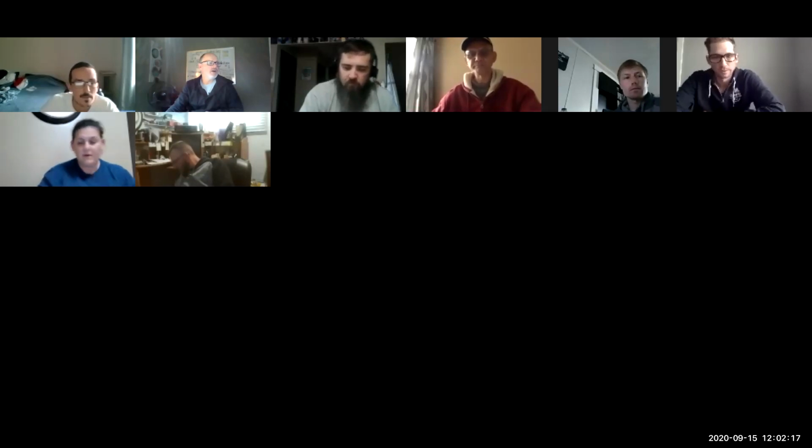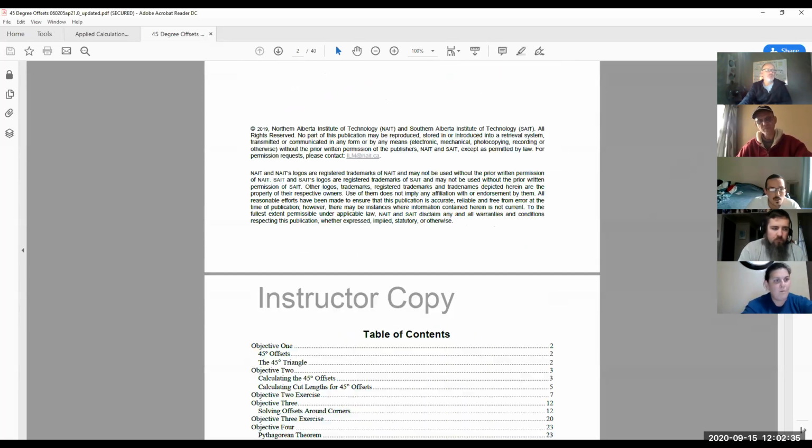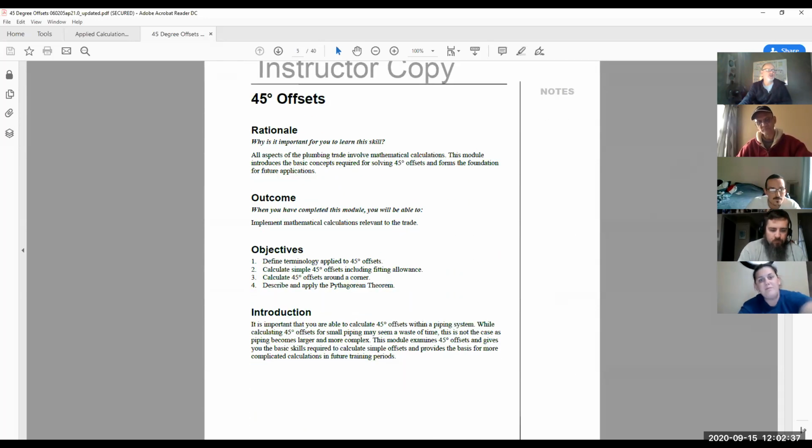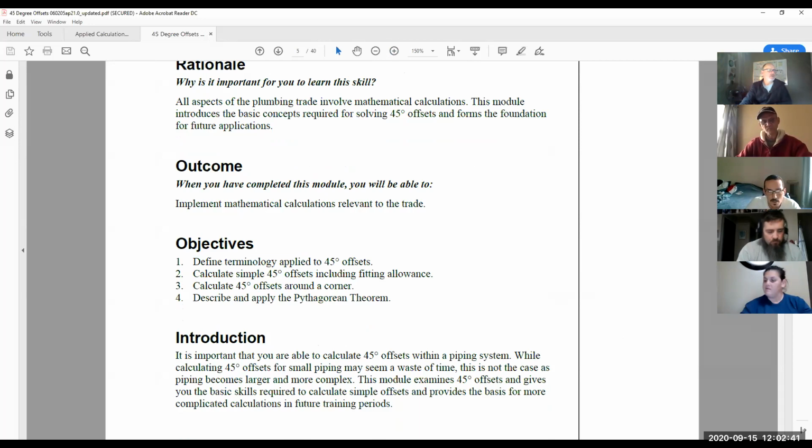Okay, so where I'm going to start is with the 45-degree offsets, like I said. It is from first year now, but just to make sure I cover all my bases, and for those of you who didn't do a common first year, we're going to start here. I'm going to just scroll up to where the objectives are. That's what I want to see. And I have the objectives here.